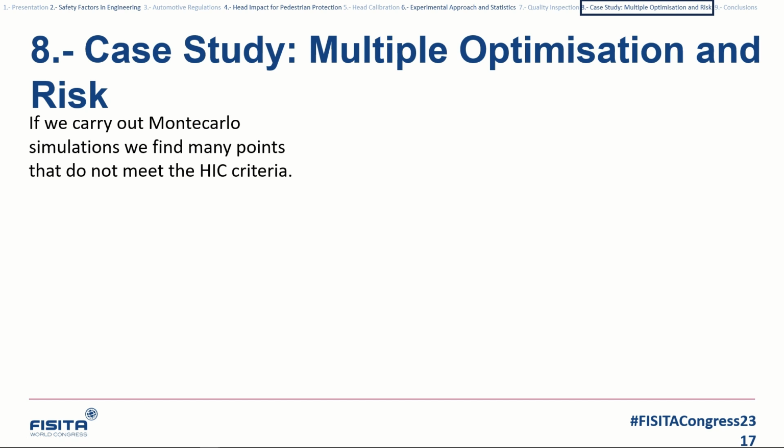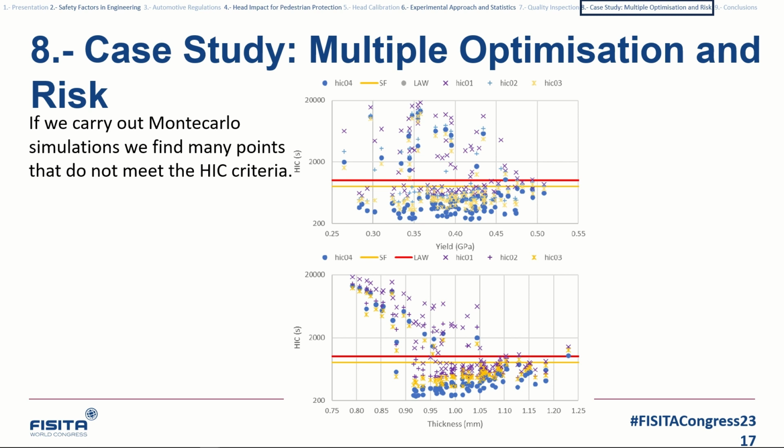So we are going to carry out Monte Carlo simulations for all combinations of thickness and yield stress with our statistics. And here we have, so this sort of cross is with 70 millimeters, 80 millimeters, 90 millimeters, and finally the dots are the 100 millimeters. In all cases, we have some points that are even above the 1000. So we have here the 800, the 1000 limit, okay?